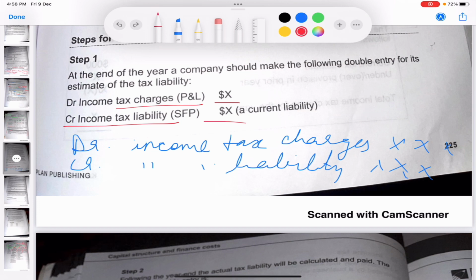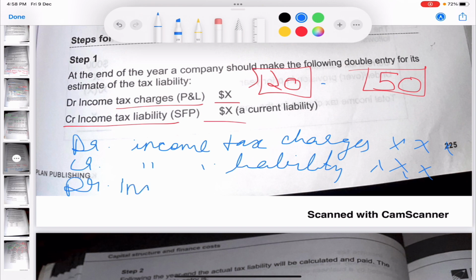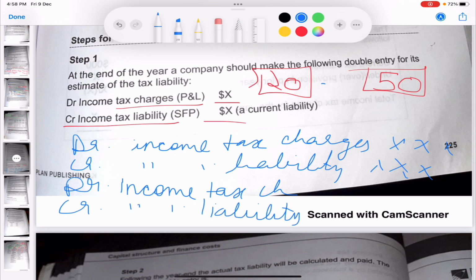Now, in the case of under provision, the provision you have created was 20, but my actual liability was 50. So in such a situation, my expense increases, right? I have a provision of just 20, but my expense increases. So what will the journal entry be? Again, debit income tax charges and credit income tax liability with the excess. How much more liability I want, that much more I will create again, which would be 30. Okay, now let us take another example.